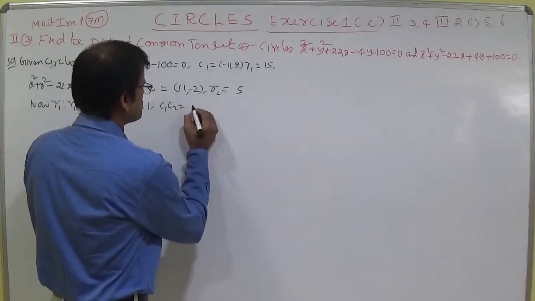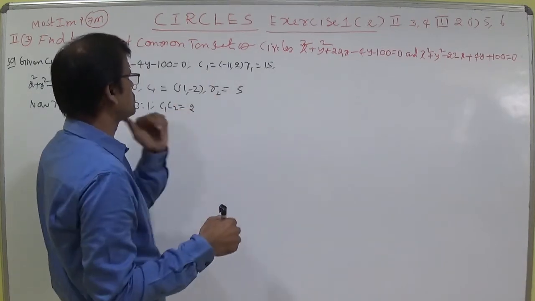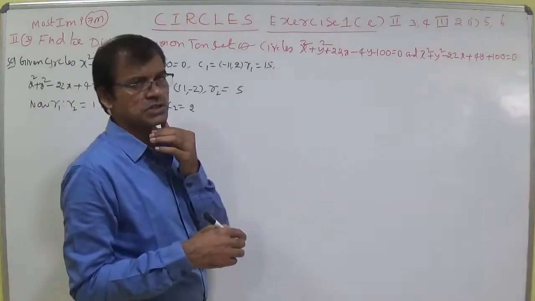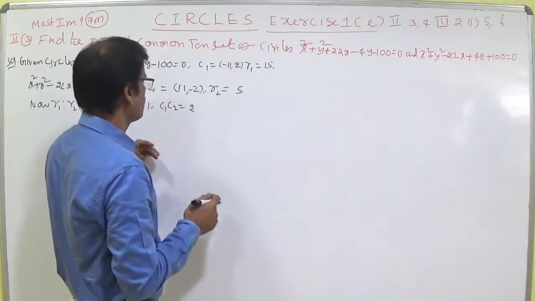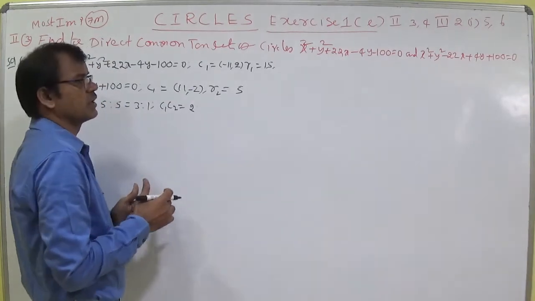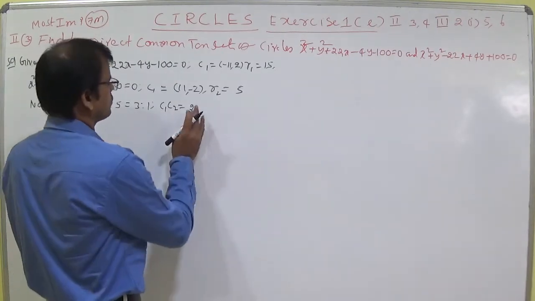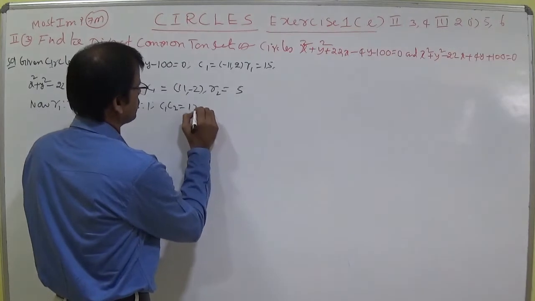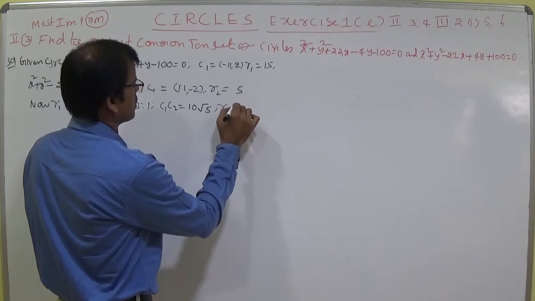C1 C2 the distance with 22 and 2 plus 2. 22 whole square is 484 and 2 plus 2 is 4, square is 16. 16 plus 484, 500. 500 can be written as 100 into 5. So 10 root 5. Now you can write R1 plus R2.